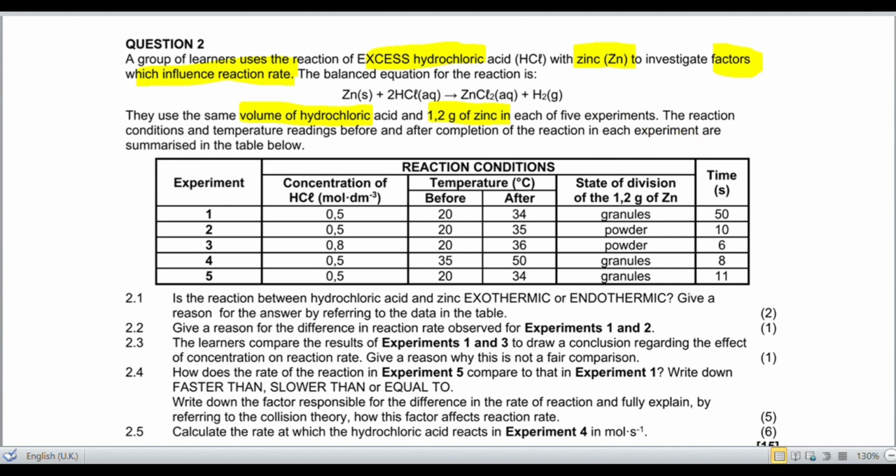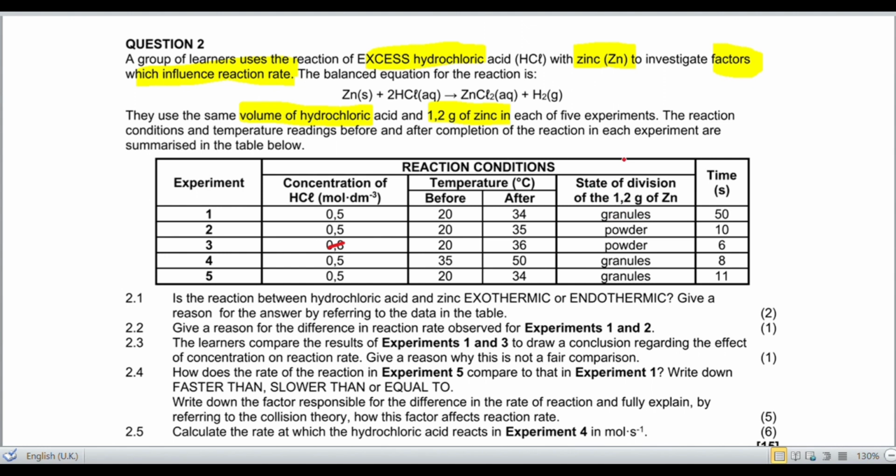The reaction conditions and the temperature readings before and after completion of the reaction are summarized in the table below. So we have experiments 1, 2, 3, 4, 5. Then 0,5 concentration, 0,5 concentration, but up to 0,8. So the concentration is higher. Then we have the temperature before and after, which is the temperature of the reaction mixture.